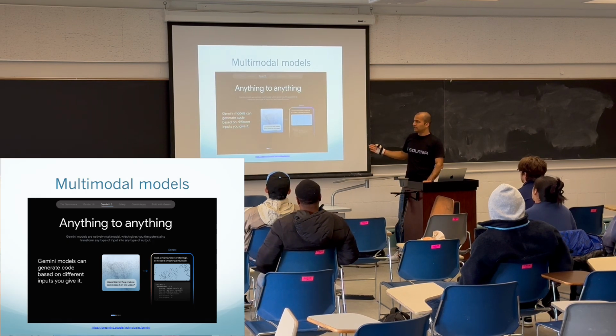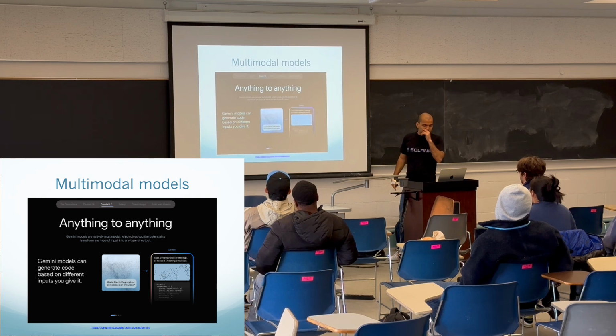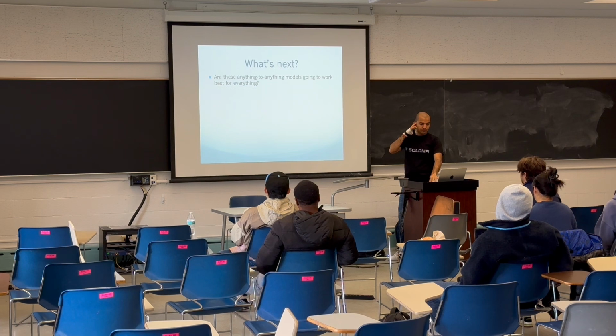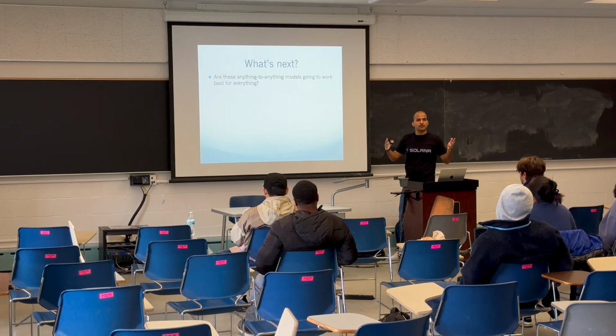And now we have anything to anything models where you can give it text, image, video, whatever, and it will produce text, image, video, code, whatever. So that is where we are headed. And what's next is some of these questions, like are these anything to anything models going to work best for everything? So let's say you train a huge model with all sorts of data, and it can do anything to anything. Do you think it would be best at doing everything?